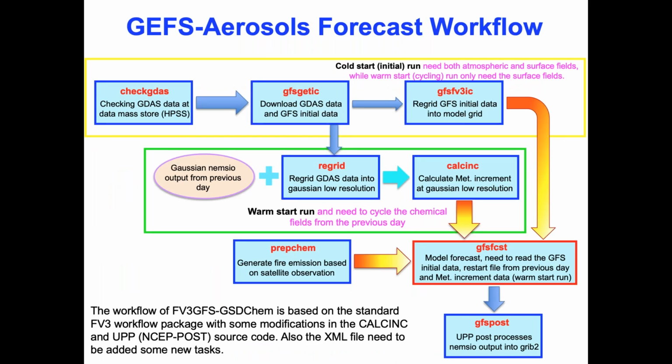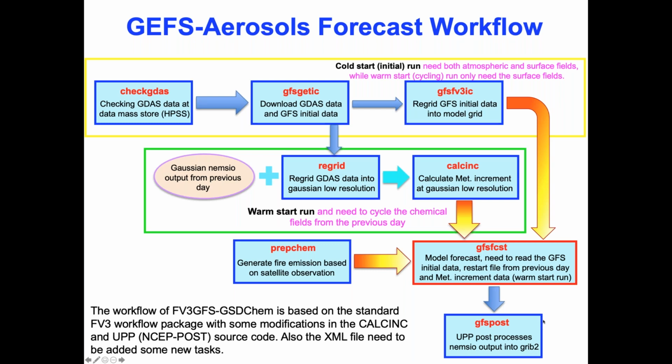This is the GEFS aerosol forecast workflow that we use to do either the retrospective or real-time forecast or the operational prediction. This workflow includes several steps, and it's based on the standard global workflow. However, here we make some updates related to the chemical part requirement, with some modifications in the calculate increment and the UPP part of the source code. I just want to mention that the aerosol optical depth (AOD) calculation currently uses a default lookup table in the UPP part, in the post part.